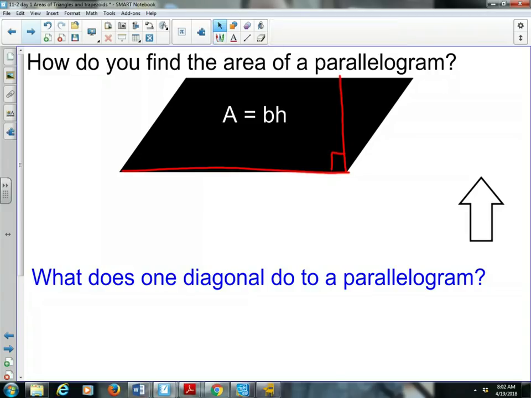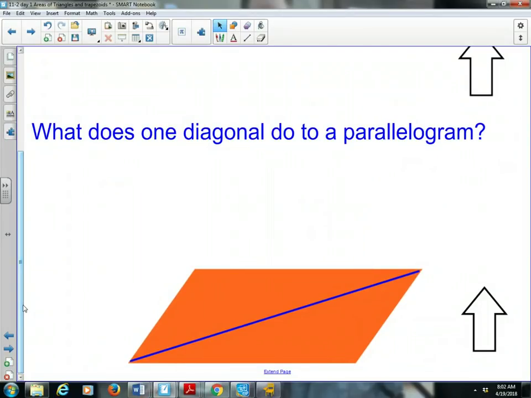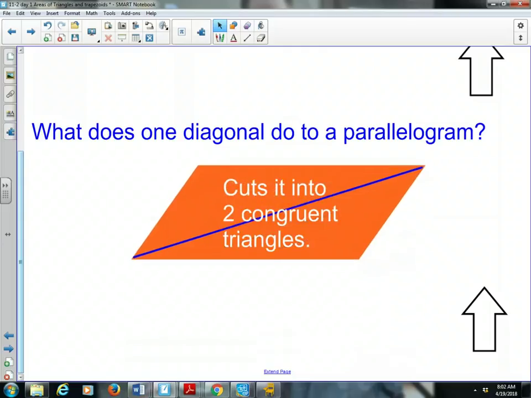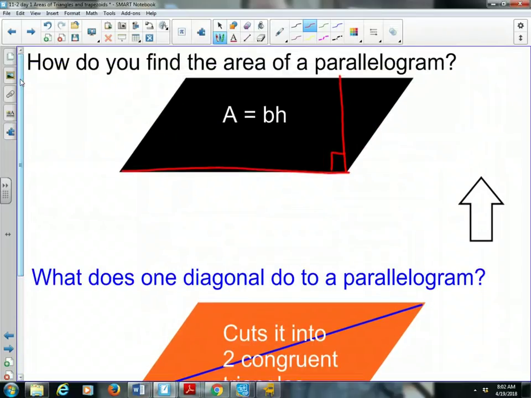So if you remember from Chapter 8, when we studied parallelograms, what does one diagonal do to a parallelogram? If you hit this blue line as a diagonal, it cuts it in half, cuts it into two congruent triangles. So if that's the case, then let's say that the area of this figure is 30 square units. Well, if one diagonal cuts it in half, this would be 15 and this would be 15.